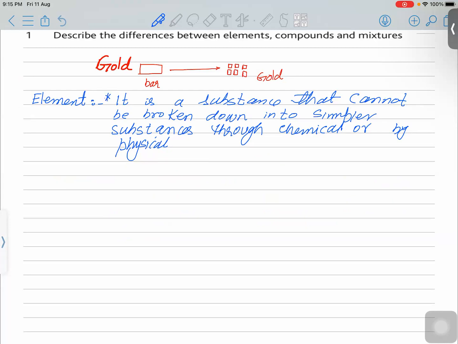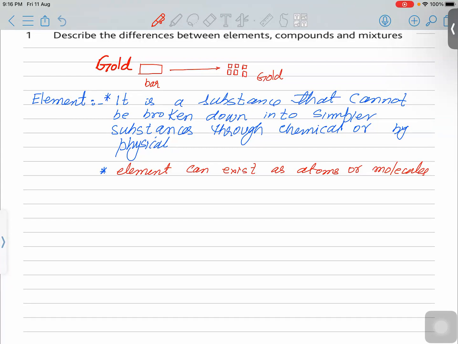Point number 2 for element. An element can exist as atoms or molecules. Are you getting my point? An element can exist as an atom or a molecule.